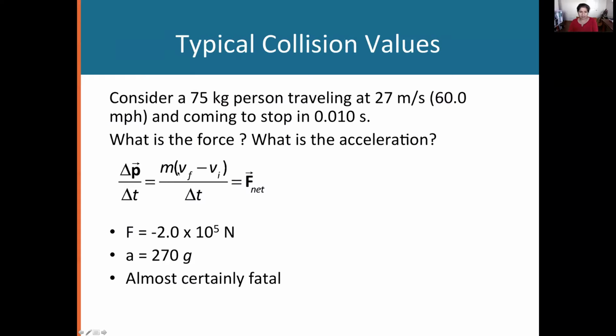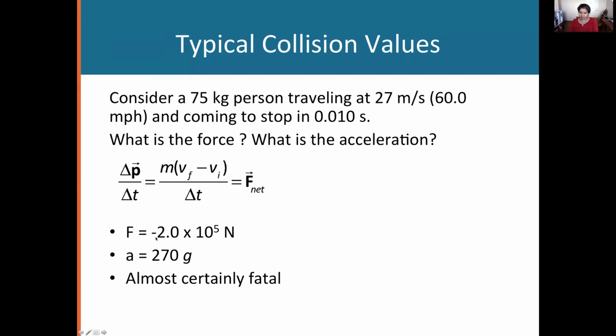Delta P is m vf minus m vi, initial, over the time elapsed. Time elapsed is just 0.01 seconds. M is 75 kg, so you put that in there. Your final velocity is 0 because you've come to a stop. Your initial velocity is this 27. You want to choose the MKS units, the meters per second. Now, if you put the values in, you should get a force of 10 to the power 5 magnitude, so 2 times 10 to the power 5 newtons.